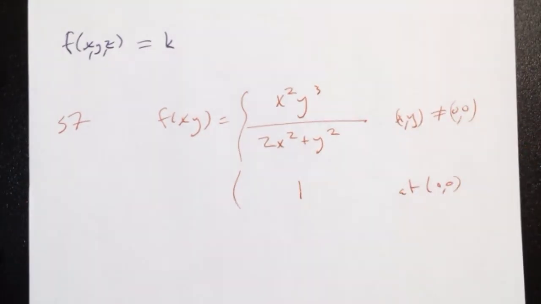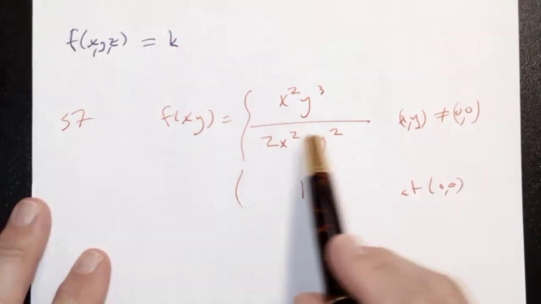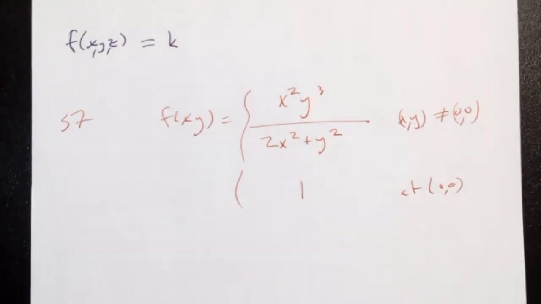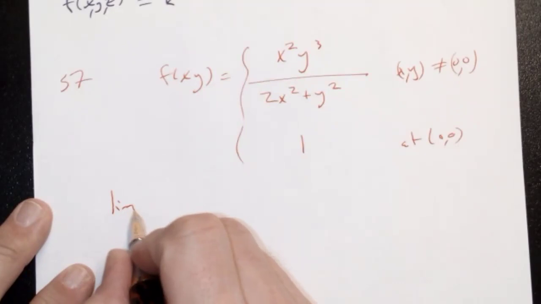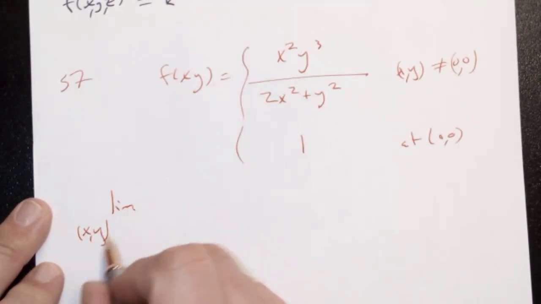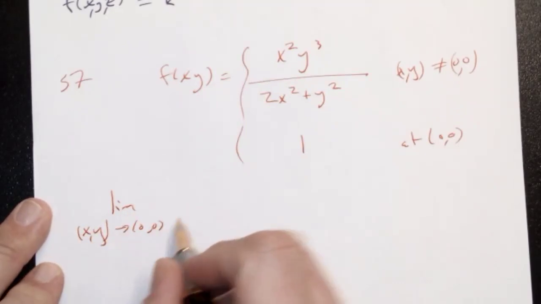So again, Nora, I would say, hey, that upper function is perfectly fine everywhere except 0, right? As long as both x and y are not 0, this is something over something, that's perfectly fine. So the only question point is 0,0. So my first question is, what's the limit as we go to 0,0?